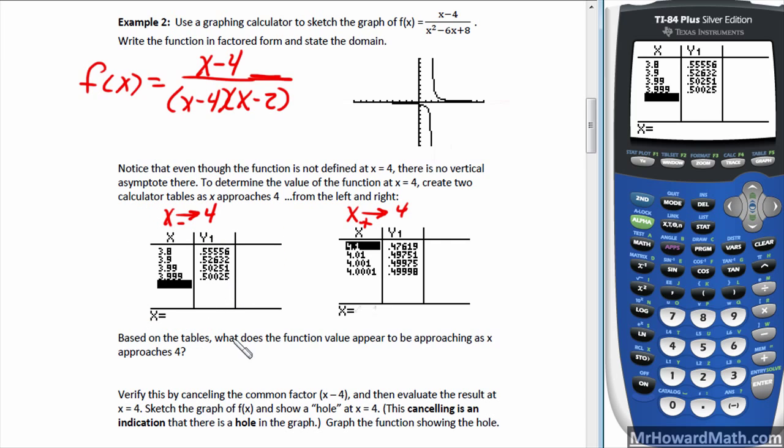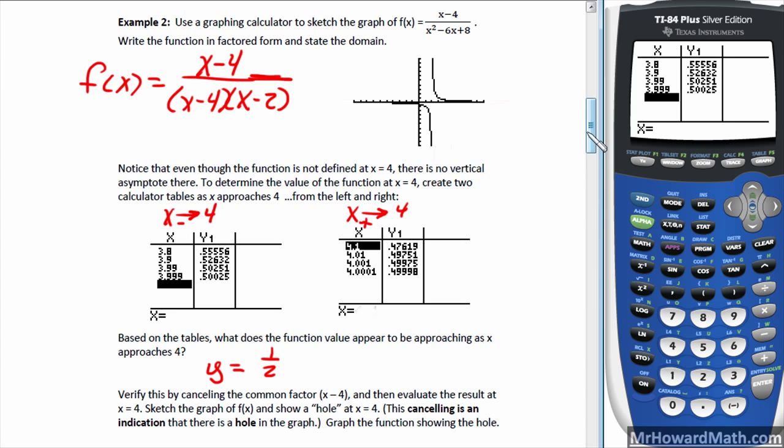And we notice, based on the tables, what does the function value appear to be approaching as x approaches 4? Well, it's approaching 0.5 or 1/2. So a y value, an f of x value of 0.5 or 1/2. Verify this by canceling the common factor, x minus 4, and then evaluate the result at x equals 4. Sketch the graph of f of x and show a hole at x equals 4. This canceling is an indication that there is a hole in the graph. Graph the function showing the hole.